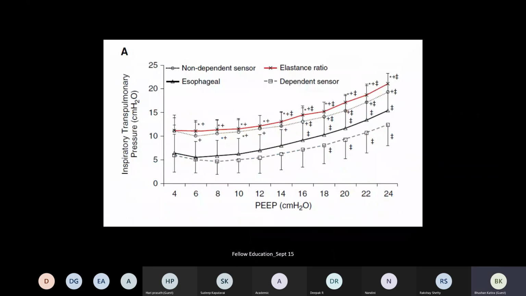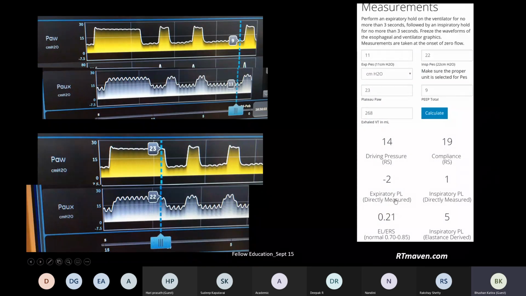So for instance, let me just go back to this calculation. Here it doesn't populate that value directly, but for instance, you have this inspiratory transpulmonary pressure is 5 and 1.